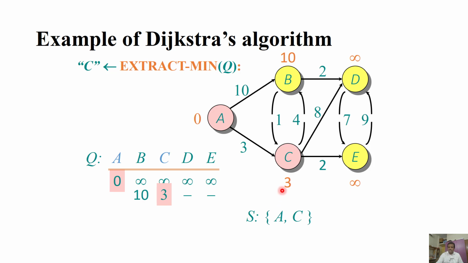Similarly, this will change to 3 plus 8, so 11. And we can check this one also. This was having 10. That means we have a path from S to this with a cost 10. Now we have a new path. We can go from S to this vertex C with a cost 3, plus we can take the direct edge 4. 3 plus 4 is 7, which is better than 10. So we must relax this edge. We must update that new path.